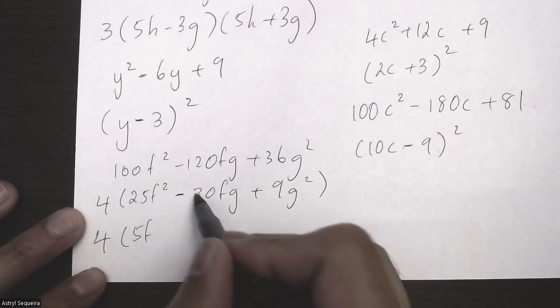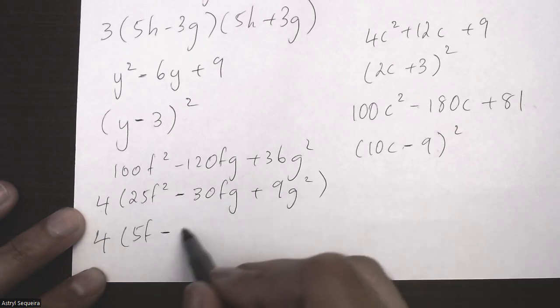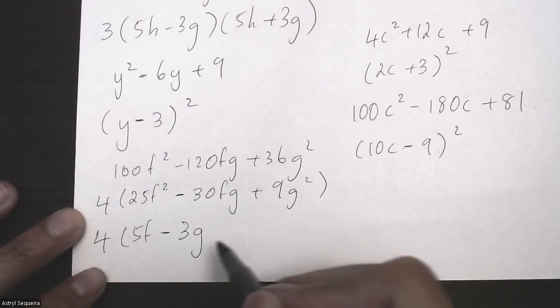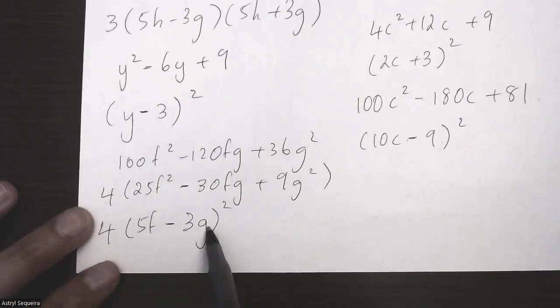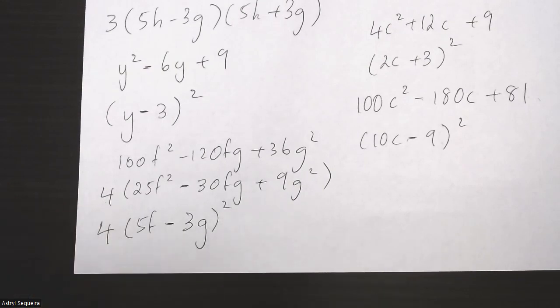That's just 5f, take the sign from the middle, negative, that's just 3g, and then put a square. 5f times negative 3g is negative 15fg, and then times 2 is negative 30fg, so I know my answer is correct. So that covers the review for this entire chapter.